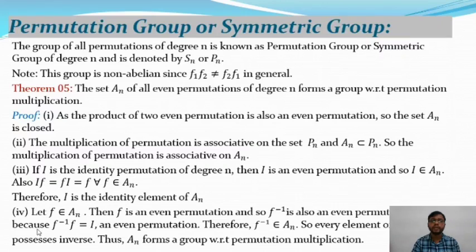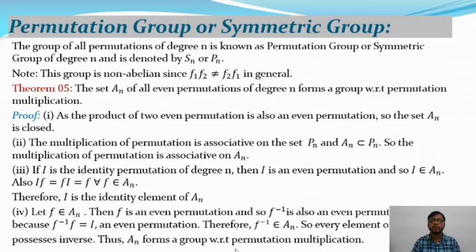So now move on to the fourth property, that means the inverse property. Let f be any permutation belonging to An, so f is an even permutation, and f inverse is also an even permutation, because f inverse f is equal to I, and I is the identity, and the identity permutation is an even permutation. You know that the product of two even permutations is even, and the product of two odd permutations is also even. But here f is an even permutation, so f inverse is also even, so therefore f inverse belongs to An. So every element of An possesses an inverse.